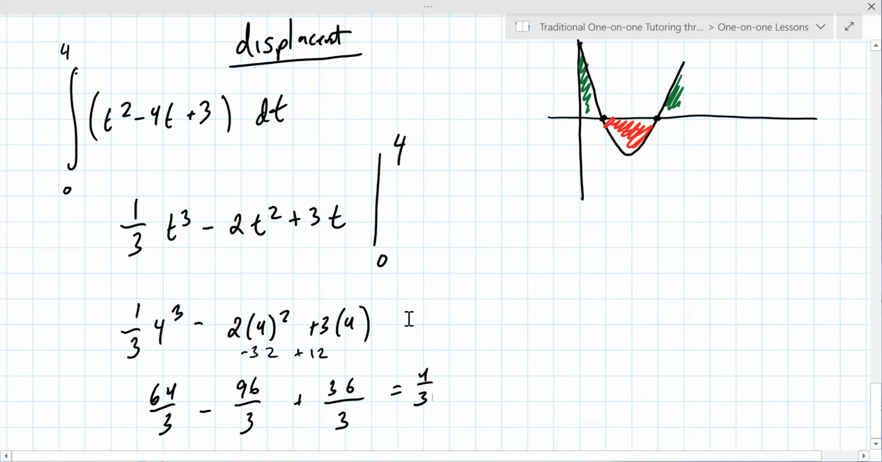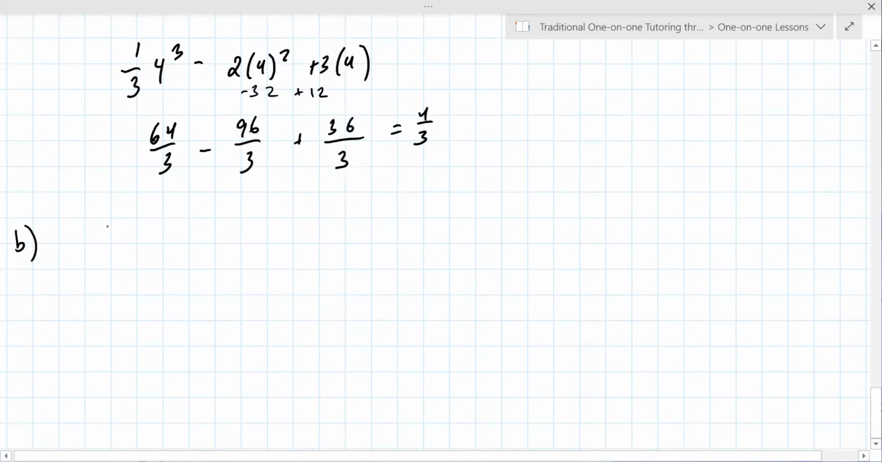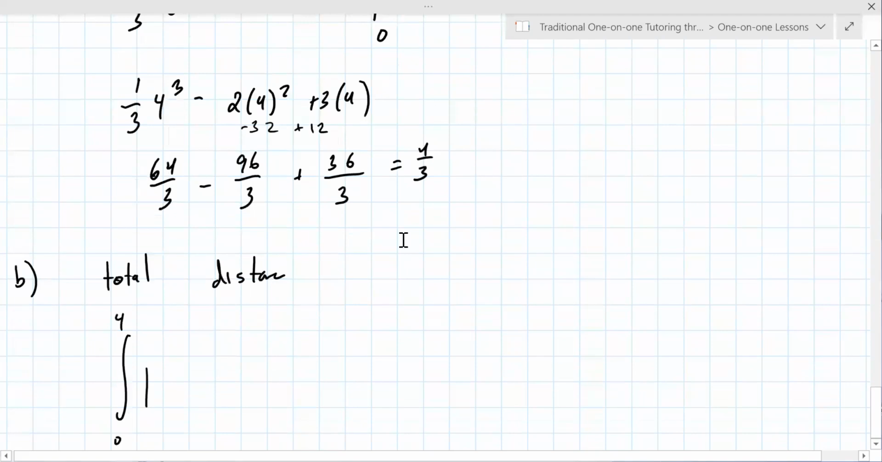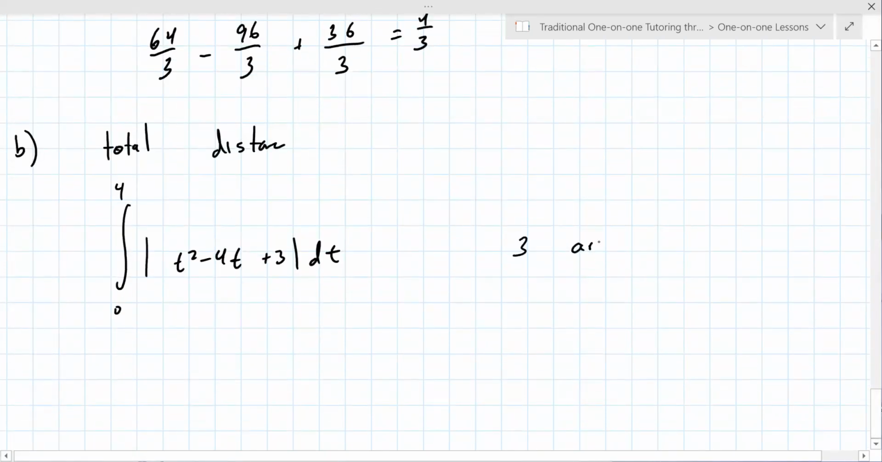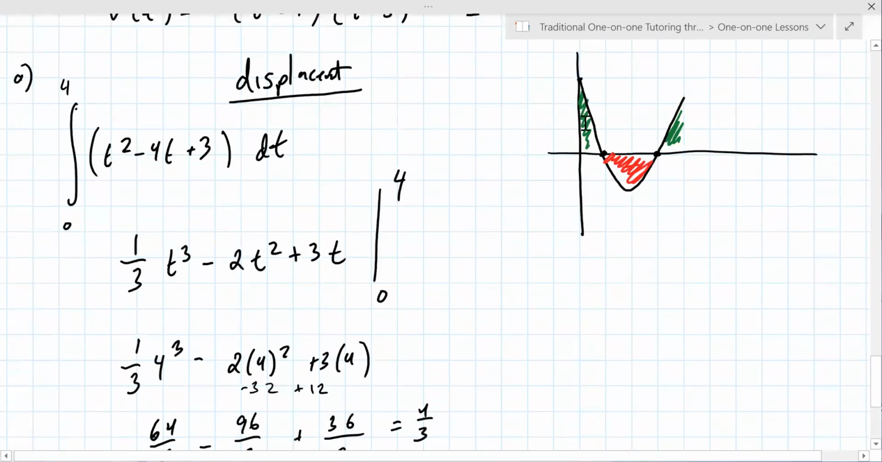Okay, so now the next question would be, if this is part A, part B is, what is the total distance? It's the same integral from 0 to 4 with the absolute value of t squared minus 4t plus 3 dt. You might write this, but it ends up being 3 areas. If that's not clear, we'll go back to the picture. It's this first area from 0 to 1, then from 1 to 3, and then from 3 to 4.